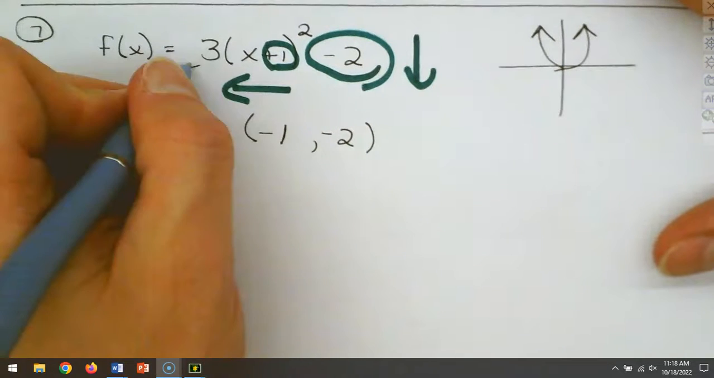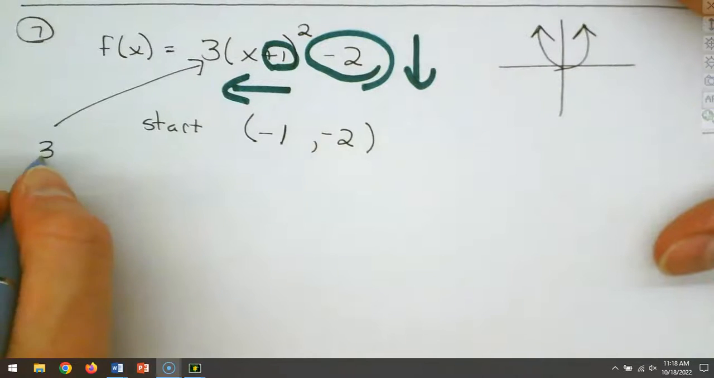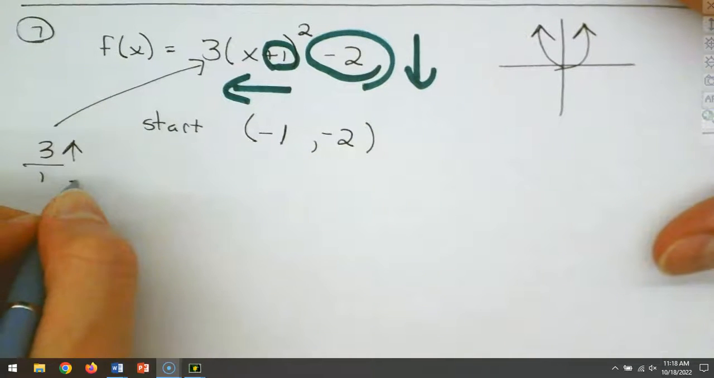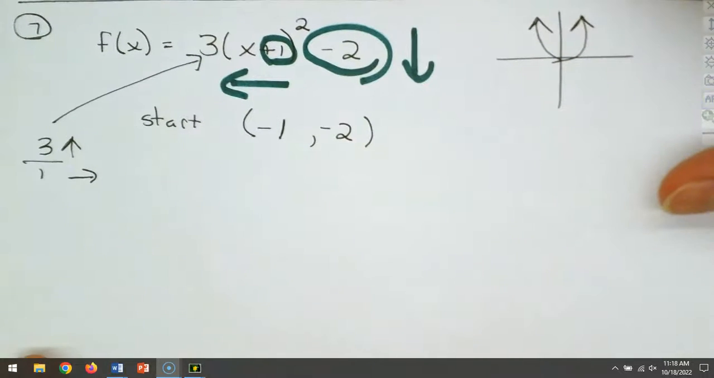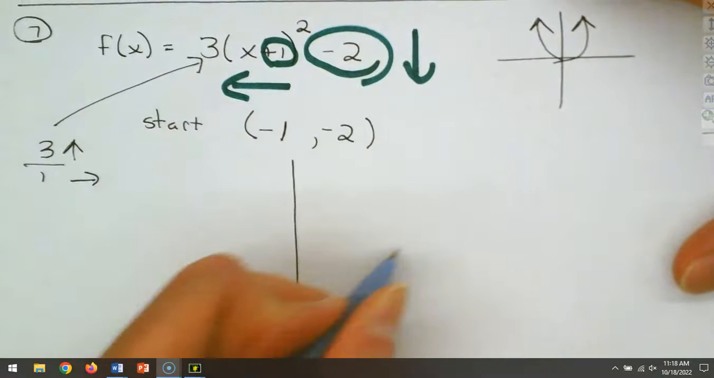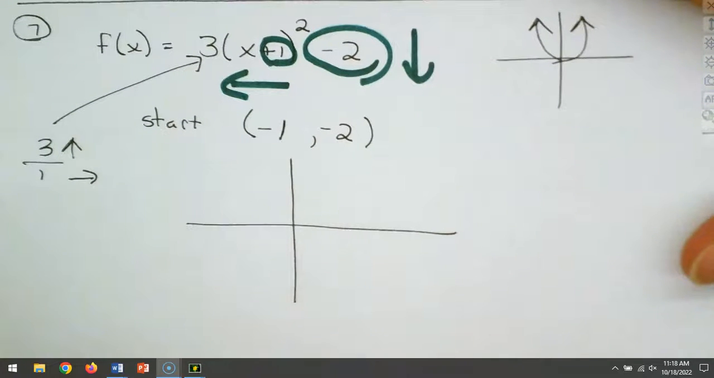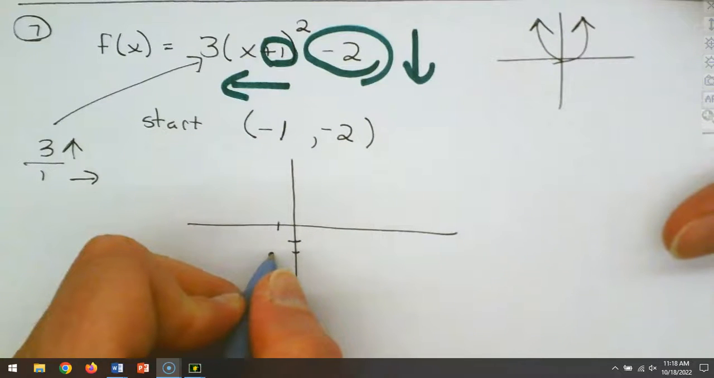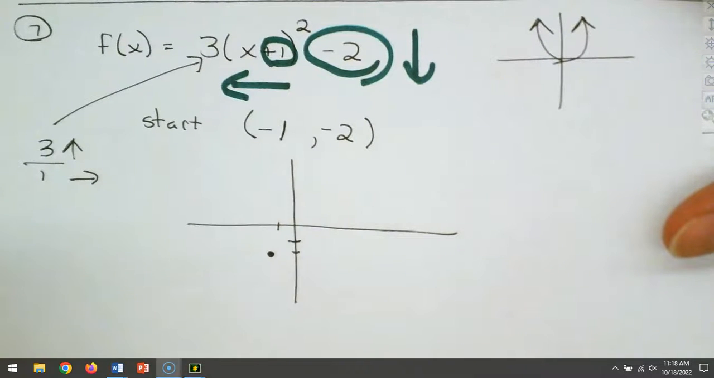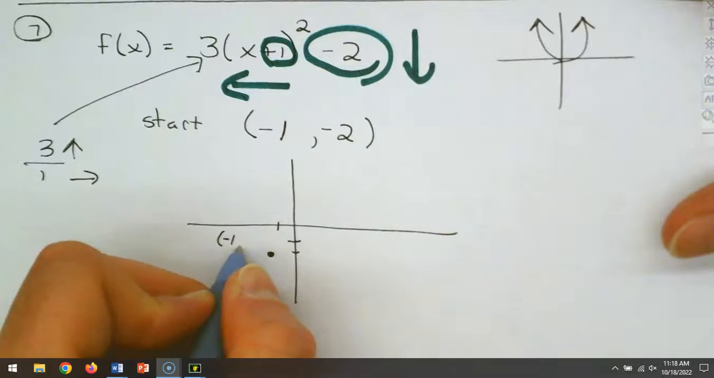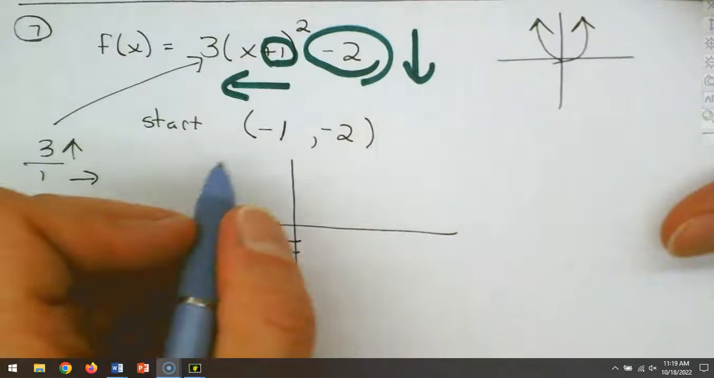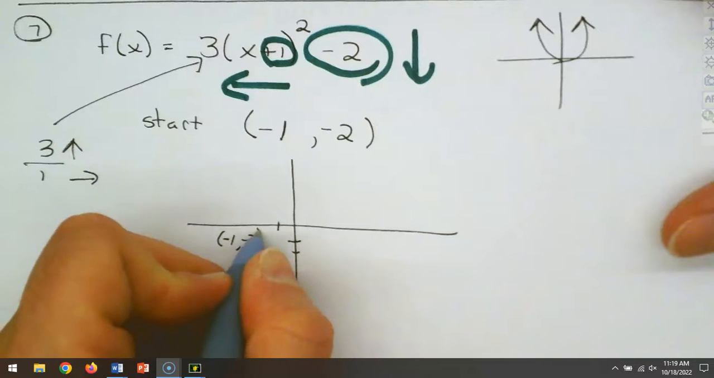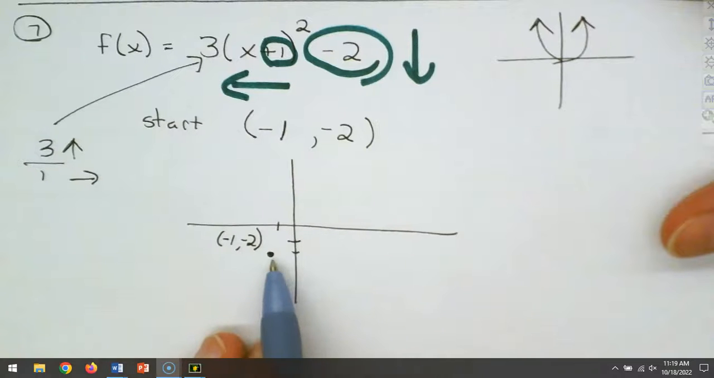Now, what about the 3 in front? That's 3 over 1, so we're going to go up 3 and over 1. Very important that we start at the right place. So we start back 1 unit, down 2 units. So that's right there at minus 1, minus 2. So back 1, down 2. Is everyone okay with that so far?